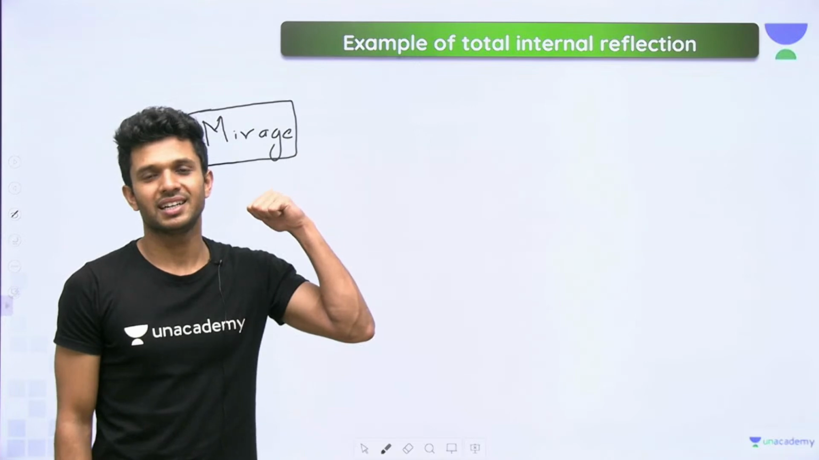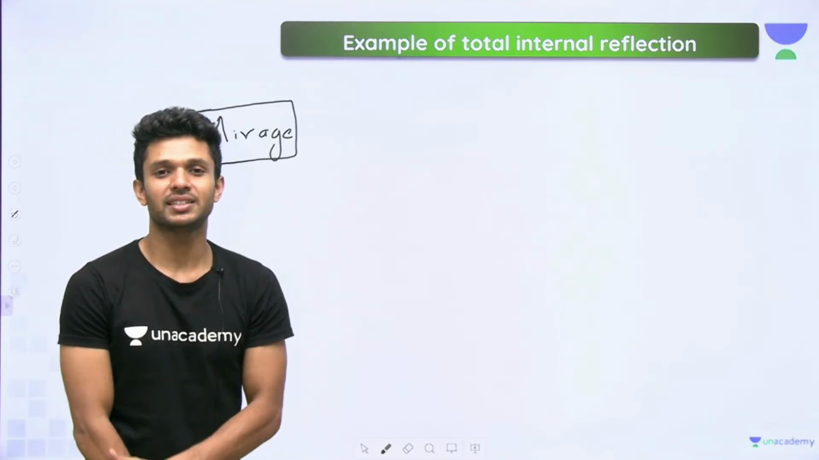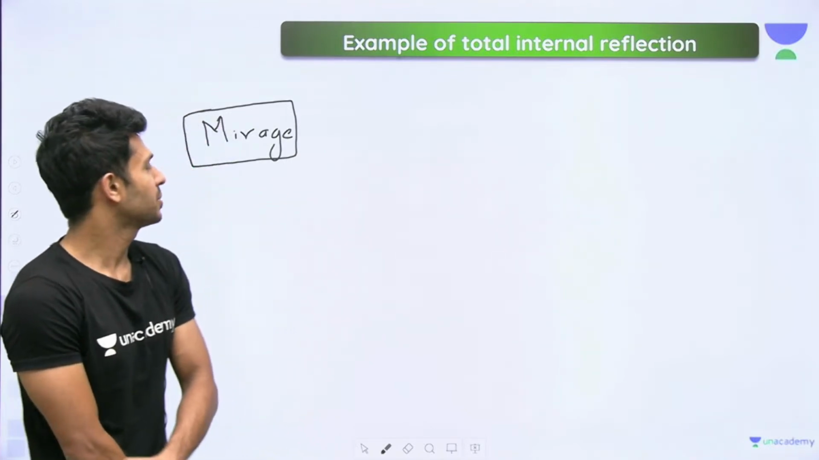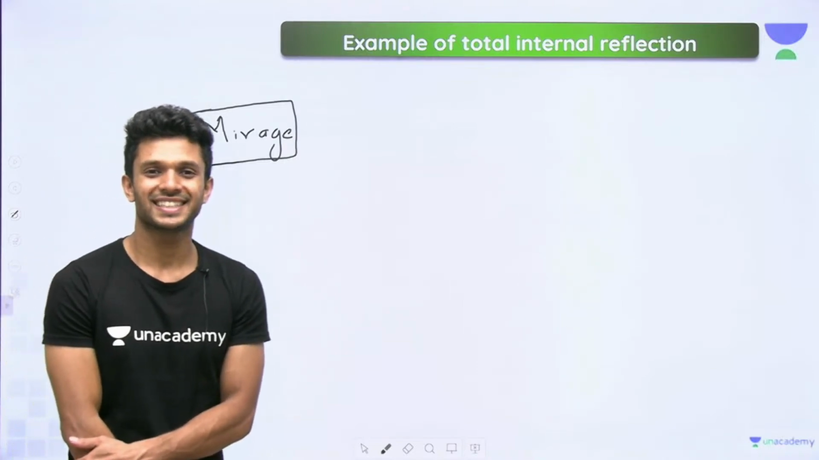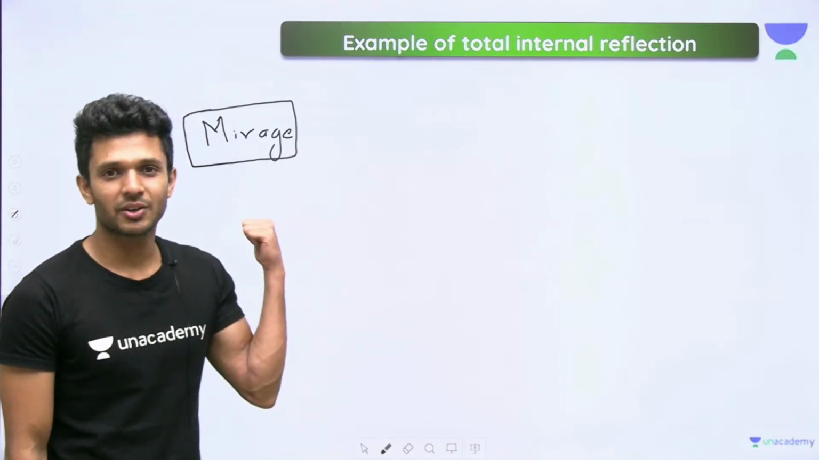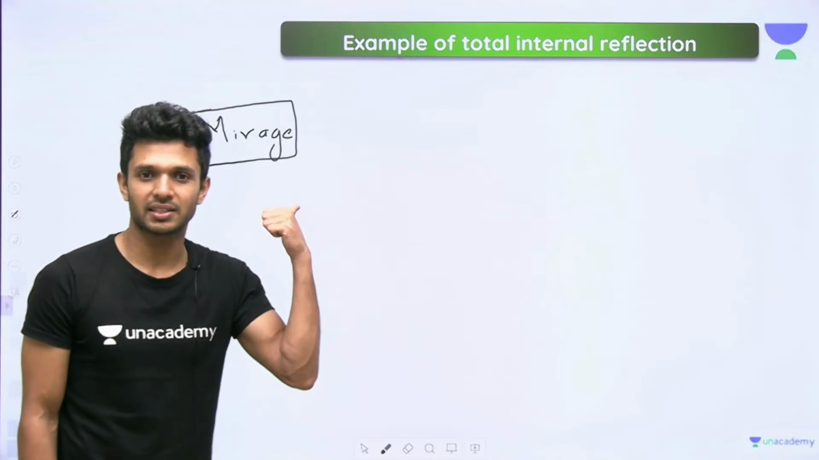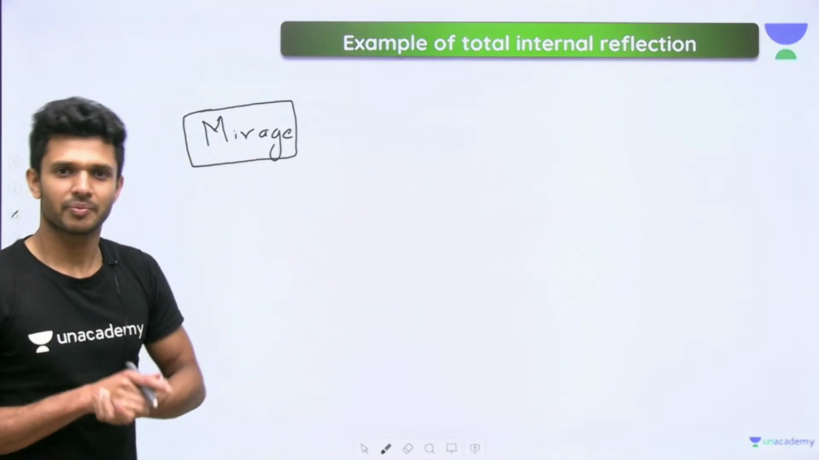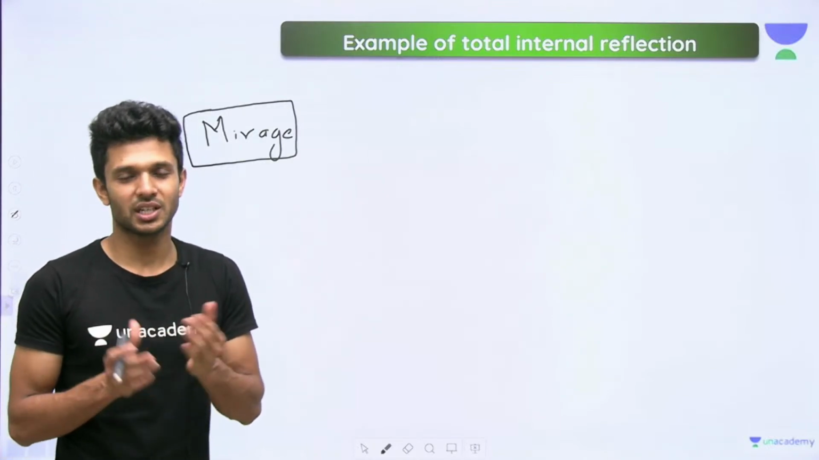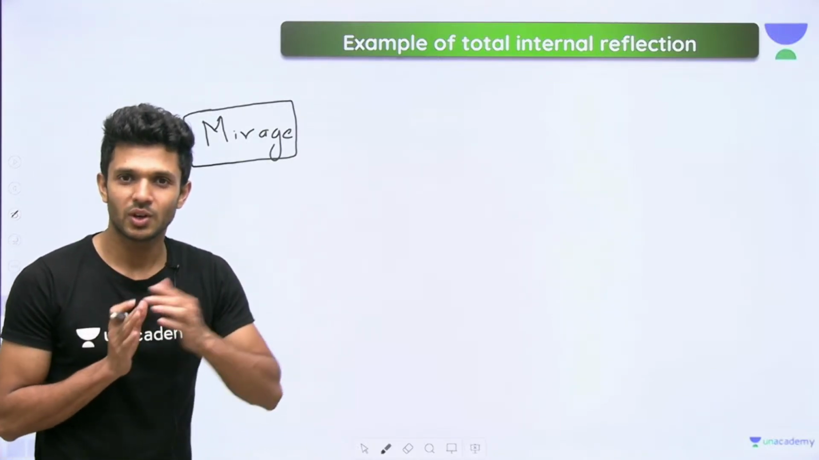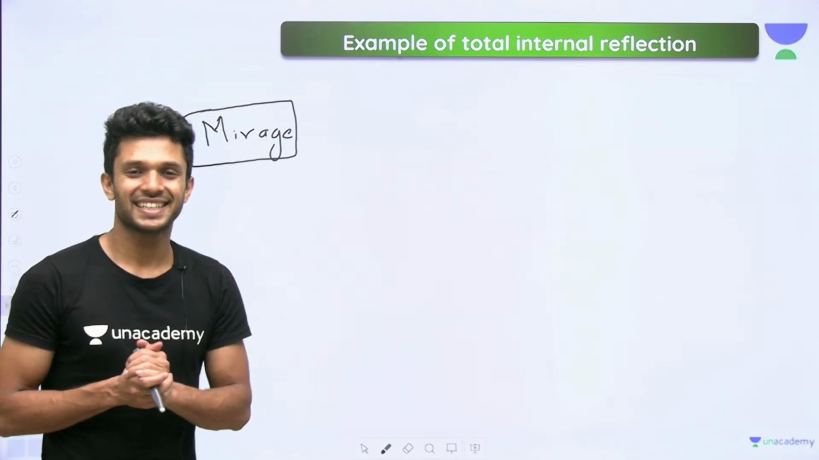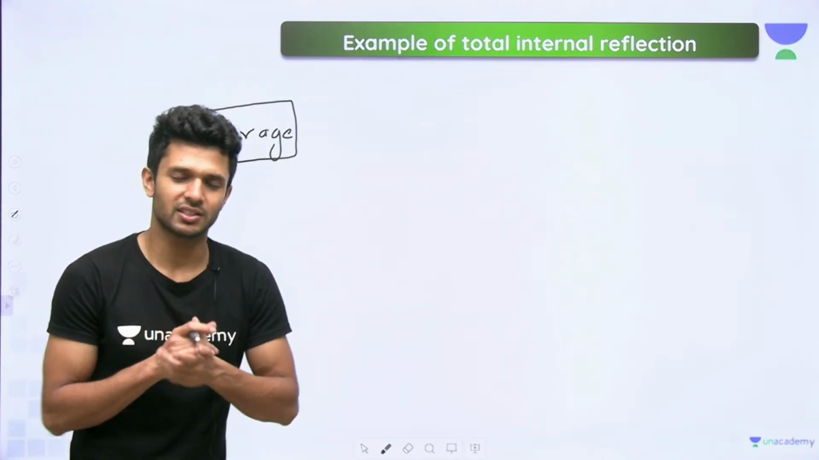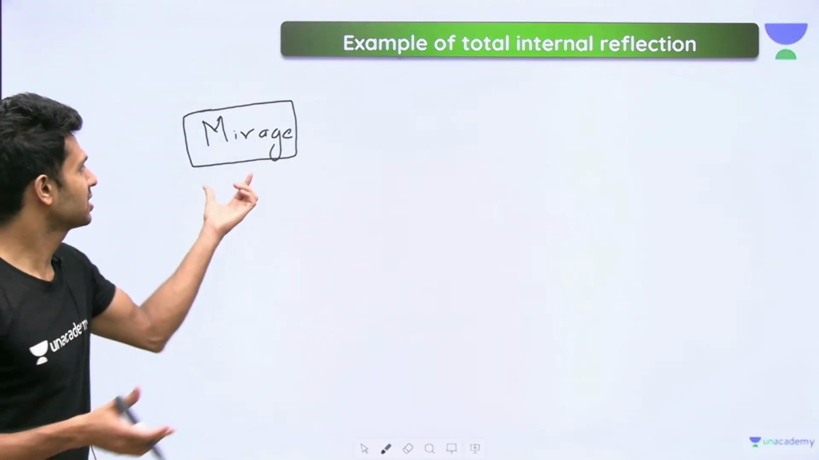When I was in my 12th standard, I used to read this as "mirage" with the wrong pronunciation, but the actual pronunciation, my teacher told me, is mirage. Okay, it's up to you, because for the exam, no one is going to ask you how to pronounce it. So up to you, but the actual pronunciation is mirage.